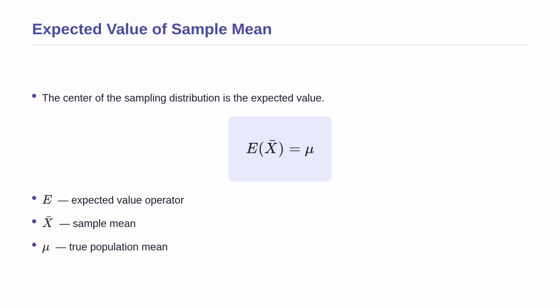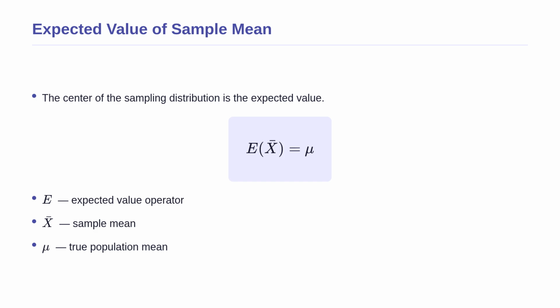This brings us to the mathematical center of our sampling distribution. The expected value of the sample mean is simply equal to the population mean, denoted by the Greek letter mu. Conceptually, this means that the sample mean is an unbiased estimator. It does not systematically overestimate or underestimate the truth. If you take many samples, their average will perfectly target the true population average.